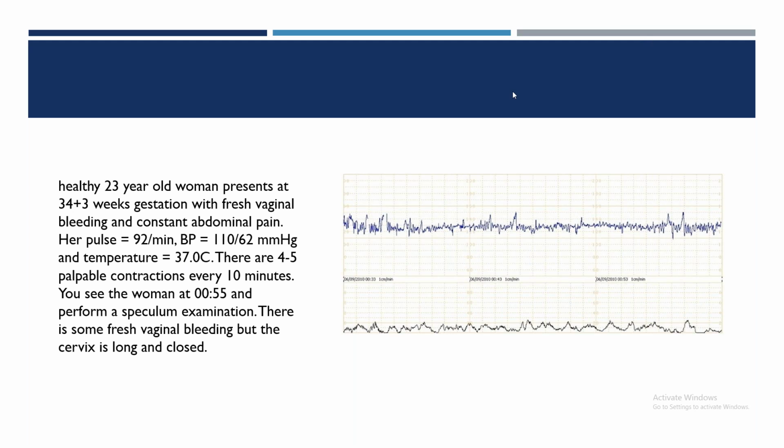A healthy 23-year-old woman presents at 34 weeks with fresh vaginal bleeding, constant abdominal pain, pulse 92, BP 110/62, temperature 37, 4 to 5 palpable contractions every 10 minutes. You see the woman at 0.55 and perform a speculum. There is some fresh vaginal bleeding, but the cervix is long and closed. So first we have to interpret the CTG.